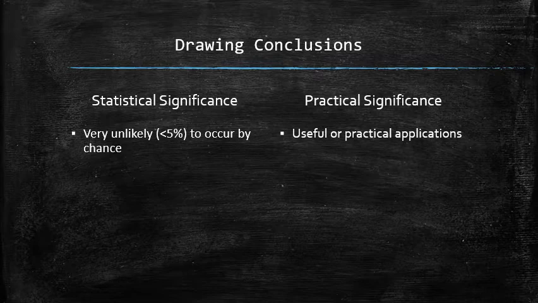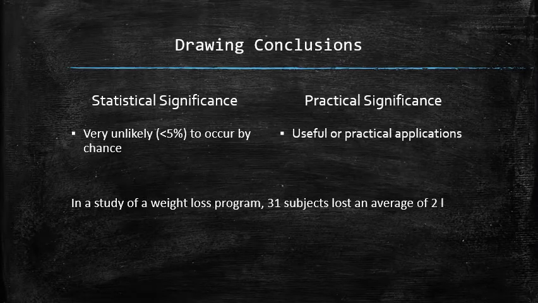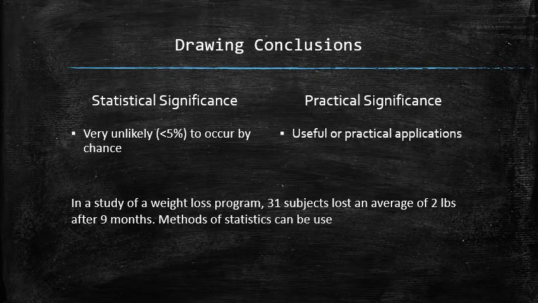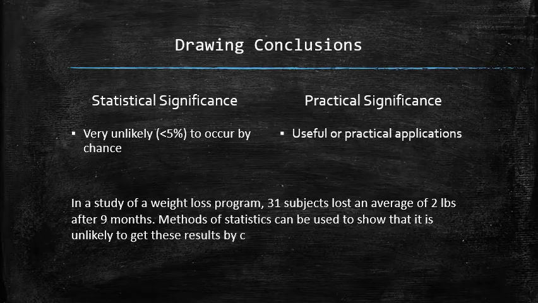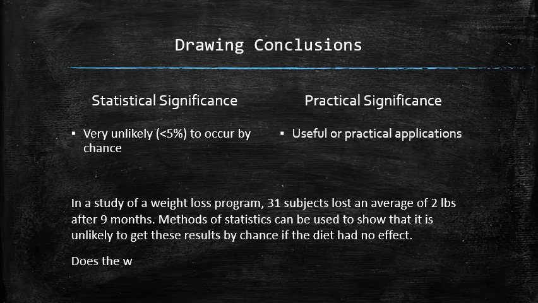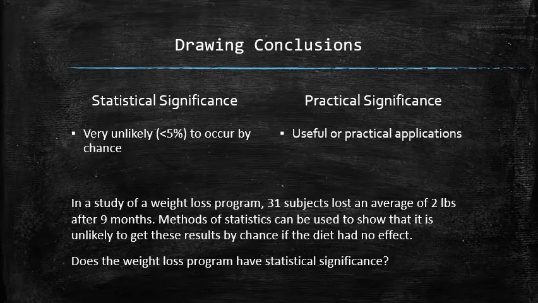Consider the following example. In a study of a weight loss program, 31 subjects lost on average of 2 pounds after 9 months. Methods of statistics can be used to show that it is unlikely to get these results by chance if the diet had no effect. Does the weight loss program have statistical significance? According to the last sentence of the report, the results are statistically significant.